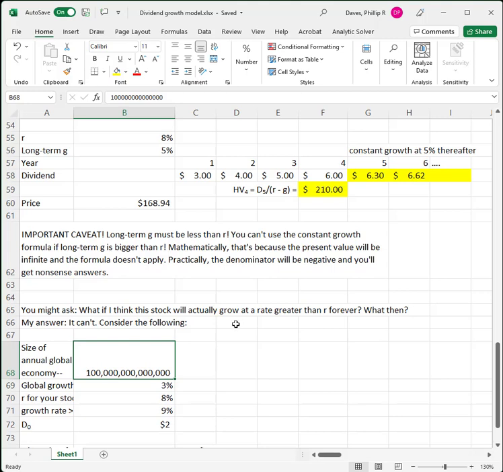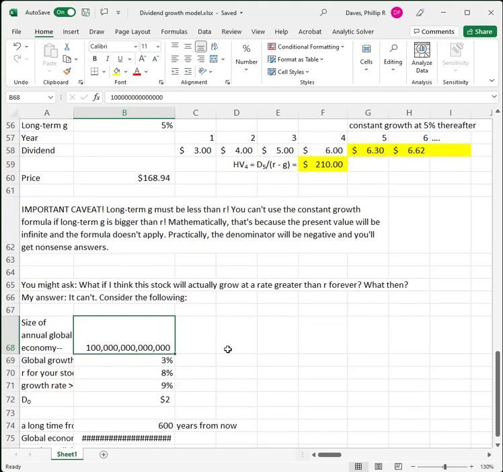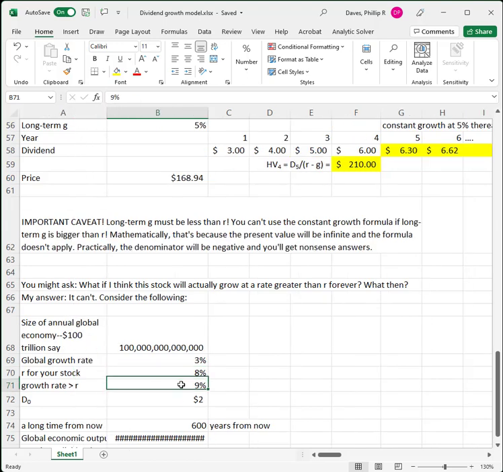to be economically meaningful. And so let me give you a quick example to see what I mean by that. Suppose that the size of our global annual economic output in the whole world is $100 trillion. Let's just pick a number, $100 trillion. Maybe it's 10 times that, but it's a big number. And let's suppose that real economic growth in the world is 3%, which is probably about right. And suppose that we're looking at a discount rate of 8%. And let's suppose we have a growth rate that's bigger than that. Suppose we have a growth rate that's, say, 9%.